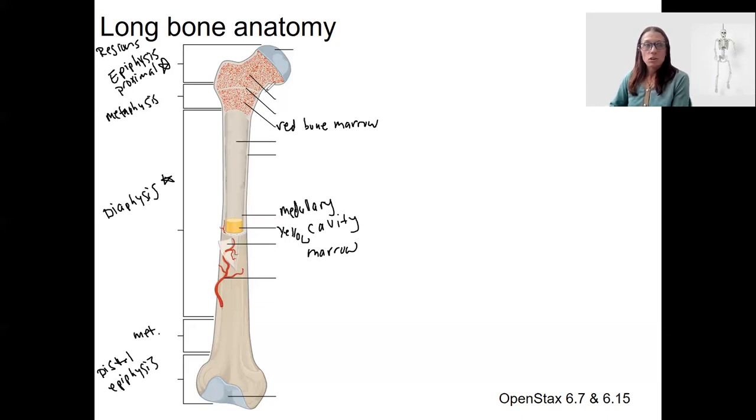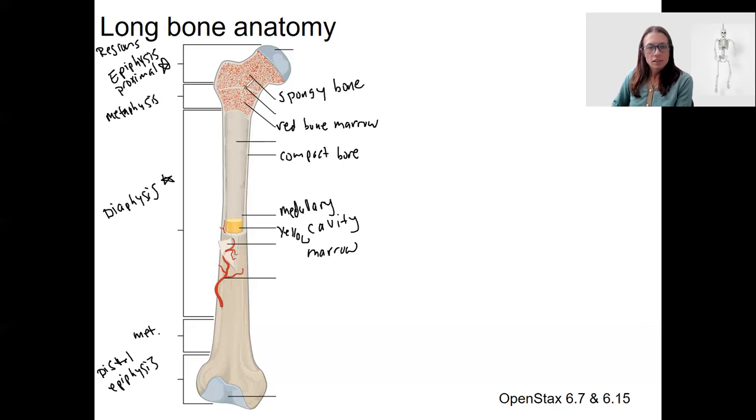These epiphyses is also where spongy bone is located. And you can see this in this picture, spongy bone, and that's in contrast to the compact bone, which is literally more compact. So I'll talk about the difference between those a little bit more later.